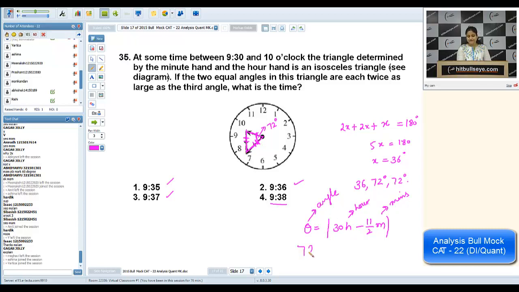So what is the angle here? 72 degrees. What is the hour here? 9, because the time is 9 something. And we want to calculate the minutes. By solving this, you will get the value of m.